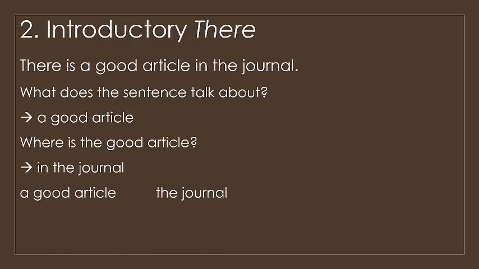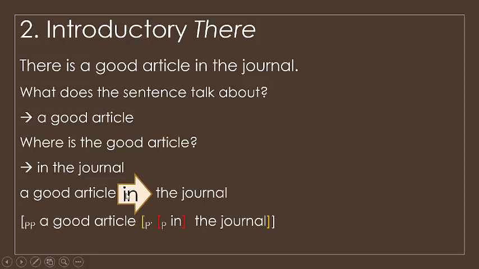So we have a good article and the journal. We can say that a good article in the journal. This is the relation of a good article in the journal. So here we can say that this in here is what the sentence is about. A good article in the journal. So we have a prepositional phrase. This is the structure of the prepositional phrase. We have a prepositional phrase, a good article as a specifier, and then in the journal is a P bar, and then in here as the head, the journal as the complement. So once again, the sentence has a prepositional phrase or a PP as its conceptual element, a good article in the journal.